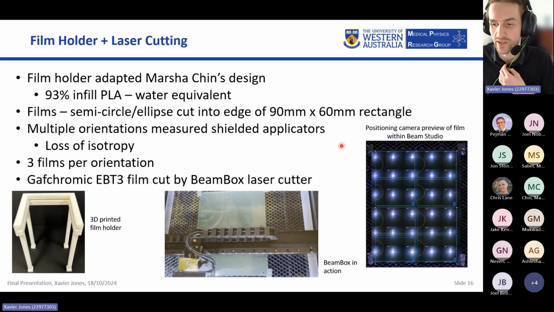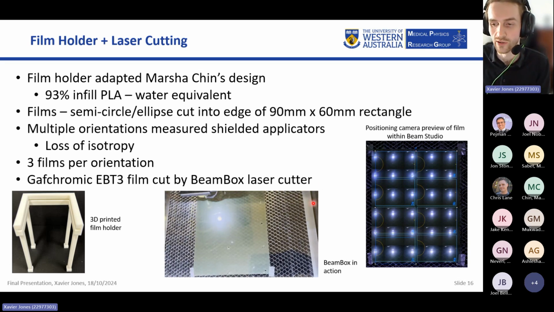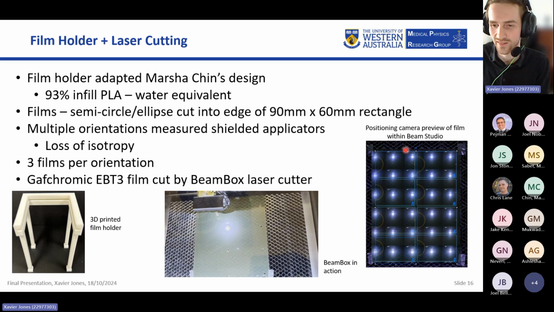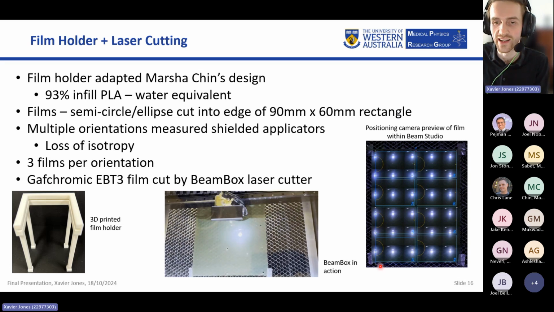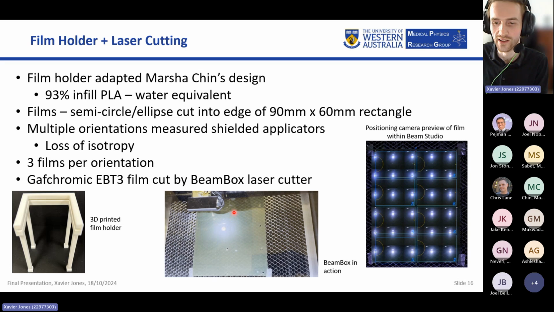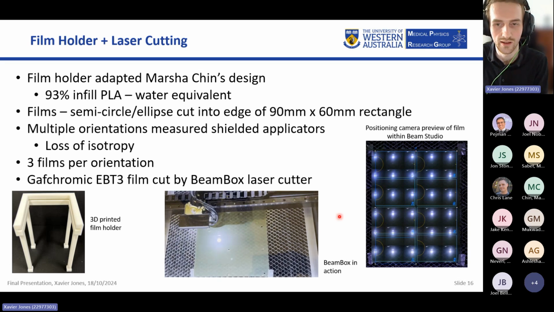Gafchromic EBT3 film was cut using the Beambox laser cutter, with positioning camera preview indicated here. And this GIF shows the laser cutter in action.